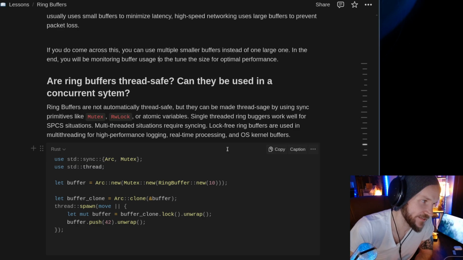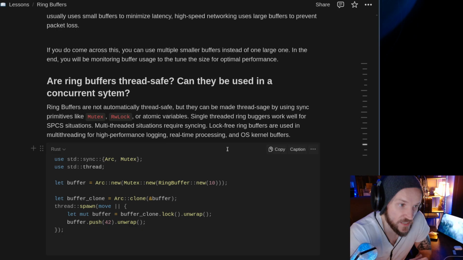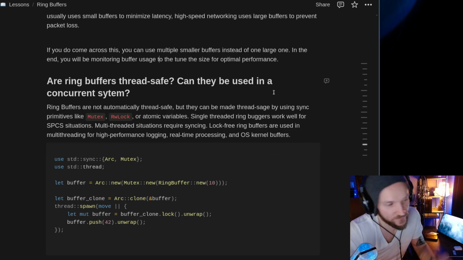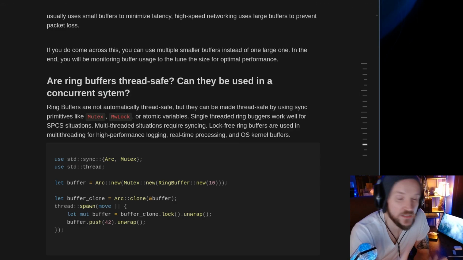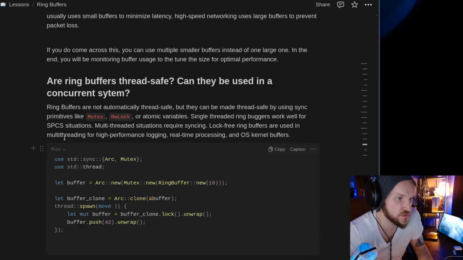I think this is a good opportunity to talk about concurrency a little bit if you guys aren't familiar with it, and thread safety. So are ring buffers thread safe, and can they be used in a concurrent system? This is something students ask. And they're not automatically safe, right? But you can make them thread safe by using sync primitives, right? So like mutexes and locks and things like that, or atomic variables. So single-threaded ring buffers work well in single producer, single consumer situations.